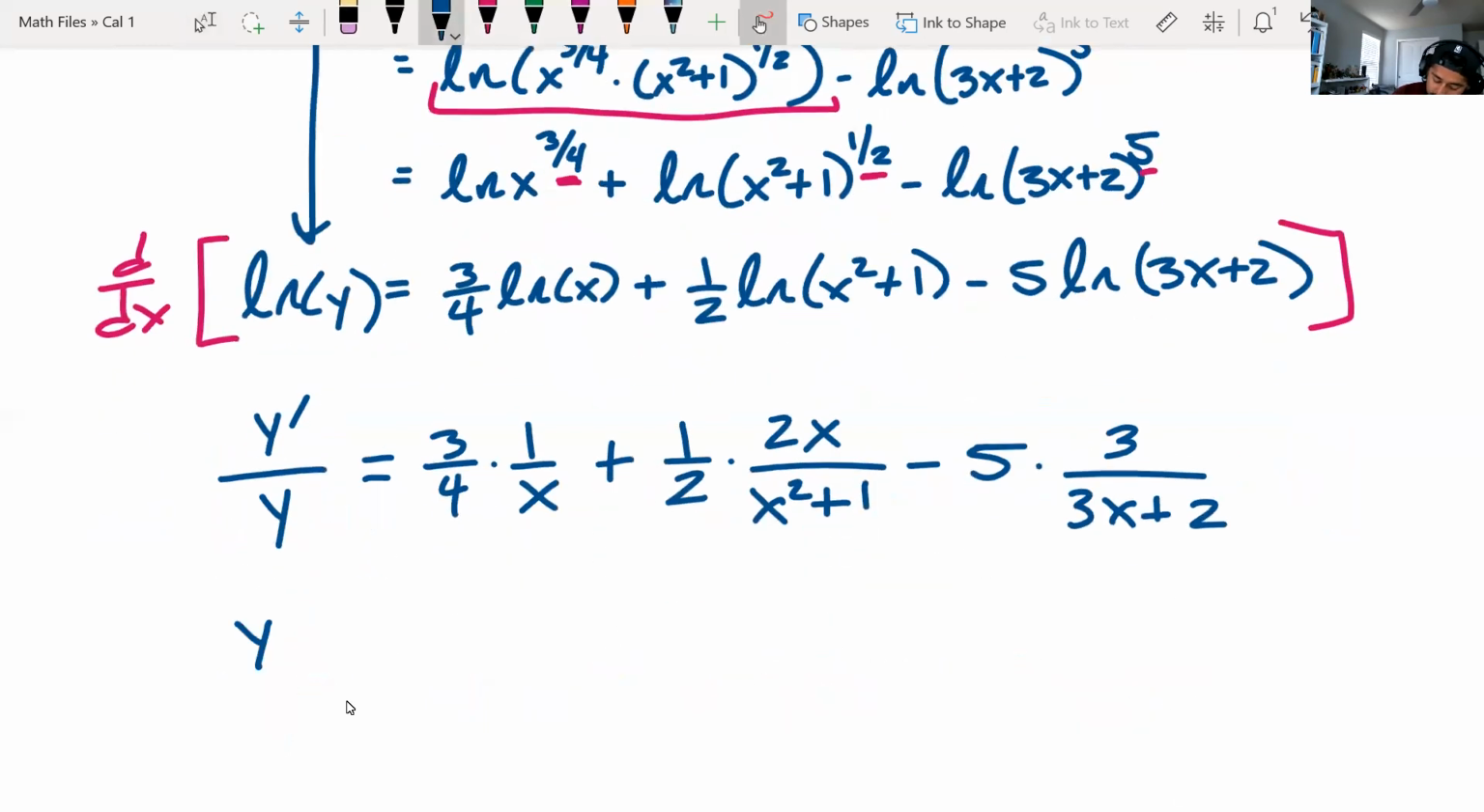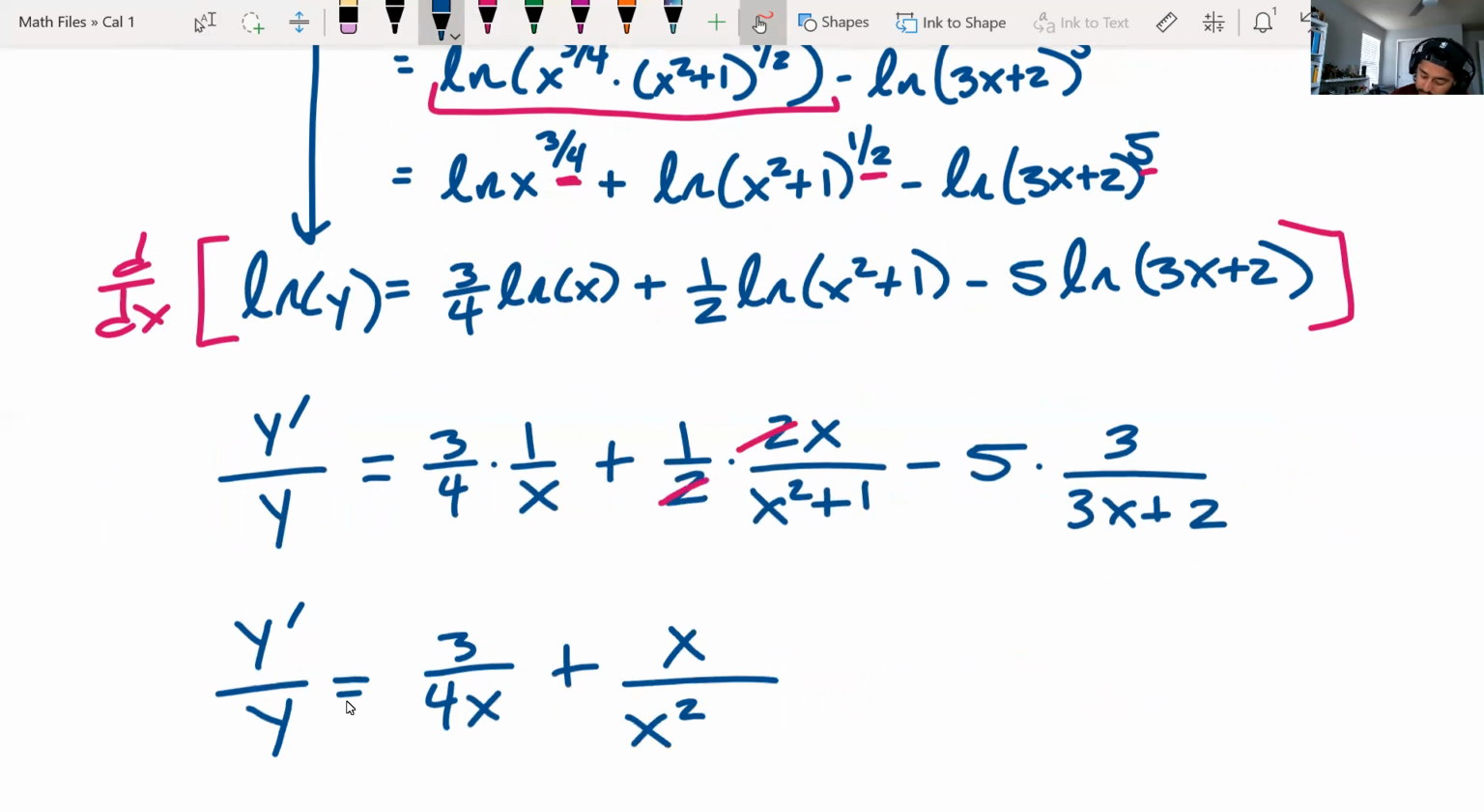And now we have y prime over y. Let's clean up. I get 3 over 4x plus, here my 2's will cancel, so I'll get x over x squared plus 1 minus 15 over 3x plus 2. So everything's nice and cleaned up on the right side. And now we have to solve for y prime.